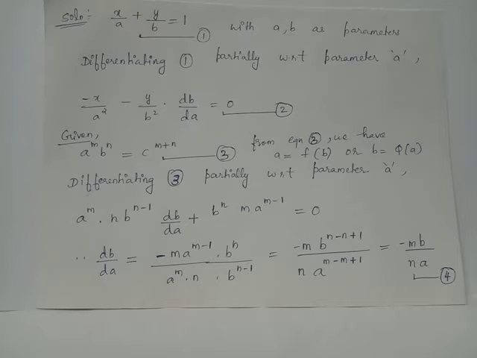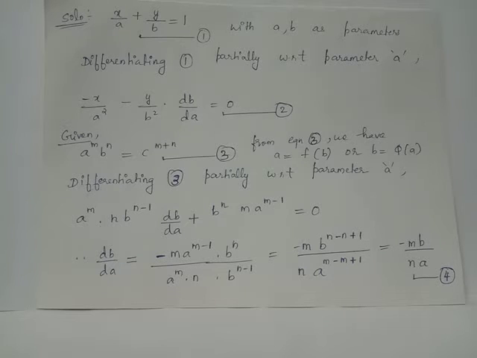When you partially differentiate equation 1 with respect to parameter a, treating x and y as constants, we will get the equation minus x by a square minus y by b square multiplied to db by da equals 0. We have the partial derivative of 1 by b with respect to parameter a obtained as negative 1 by b square multiplied to db by da. It's enough to consider the total derivative db by da because b depends only on the single independent variable a, since c is only a constant.